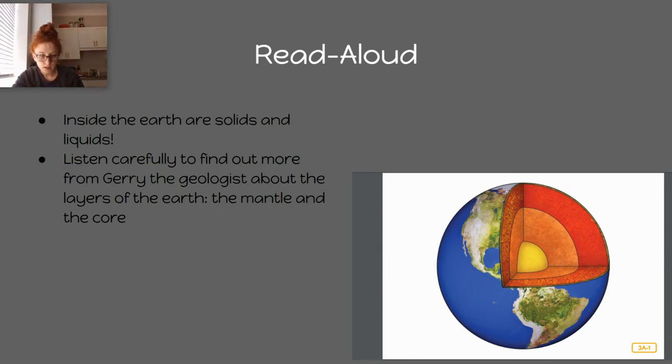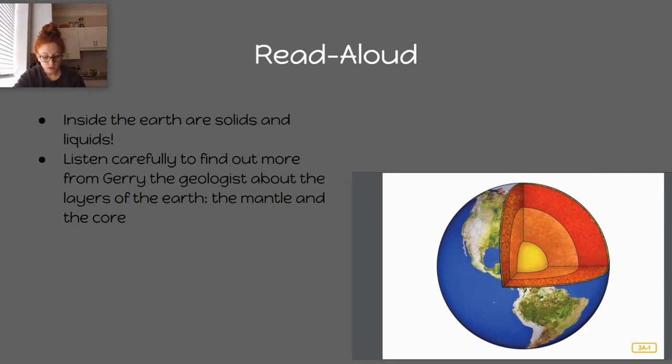Did you hear the word heat again? Heat causes parts of the mantle to move around. Remember, something that is solid keeps its shape, while something that is liquid can move around and take the shape of whatever it is in.